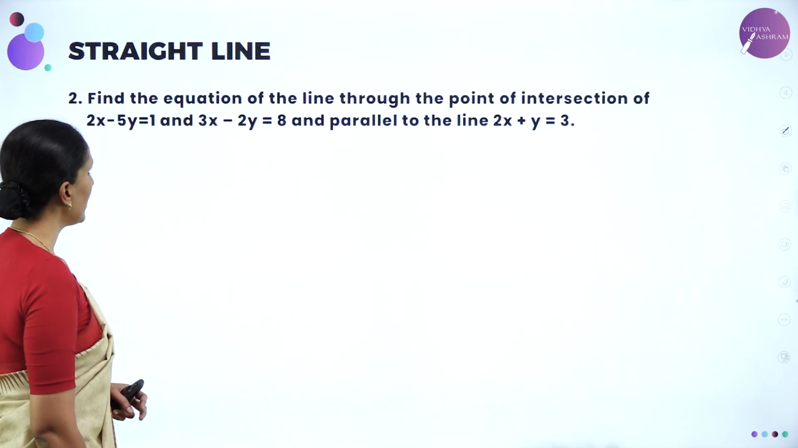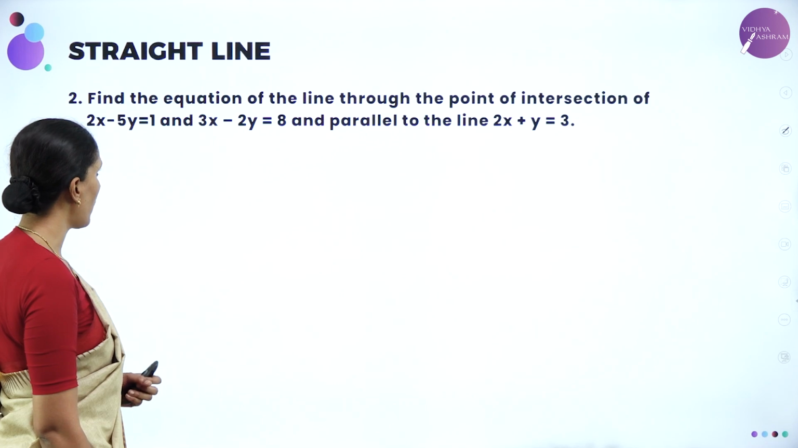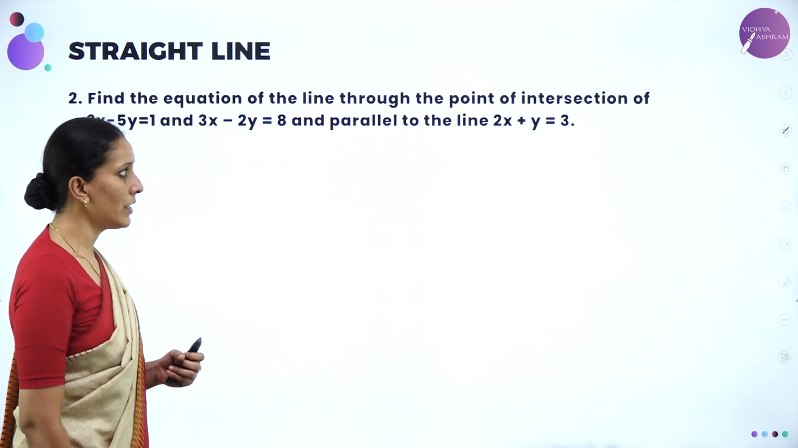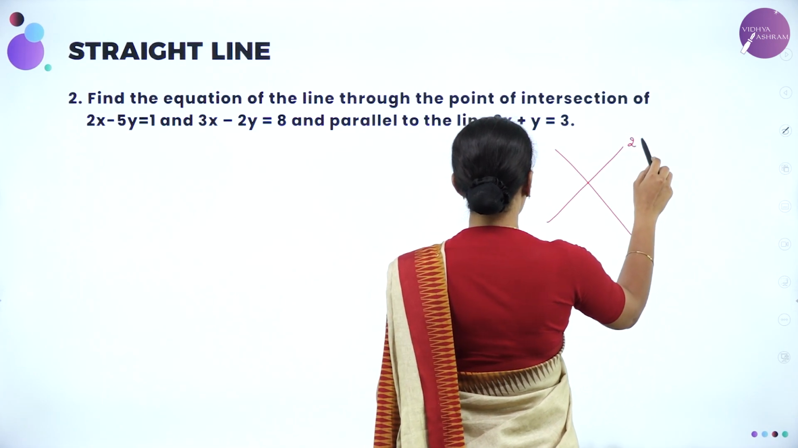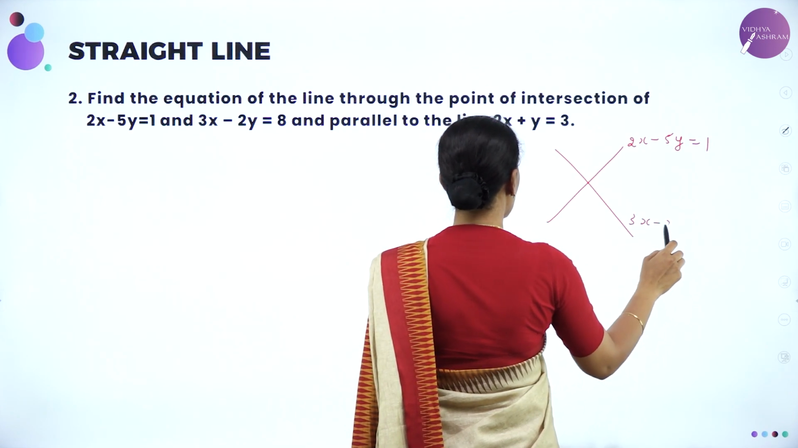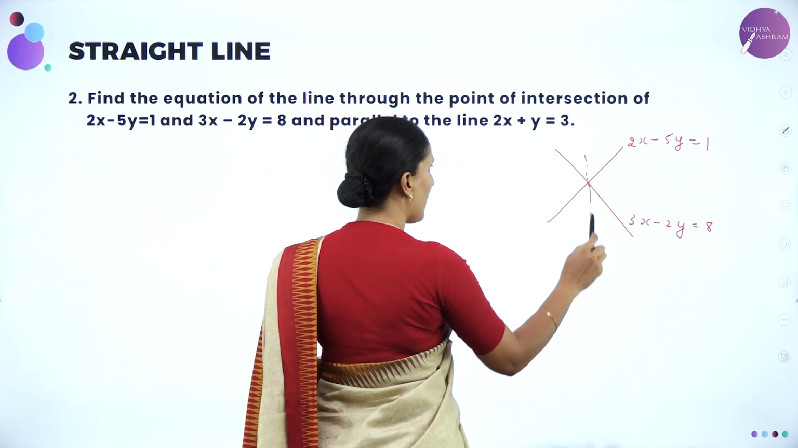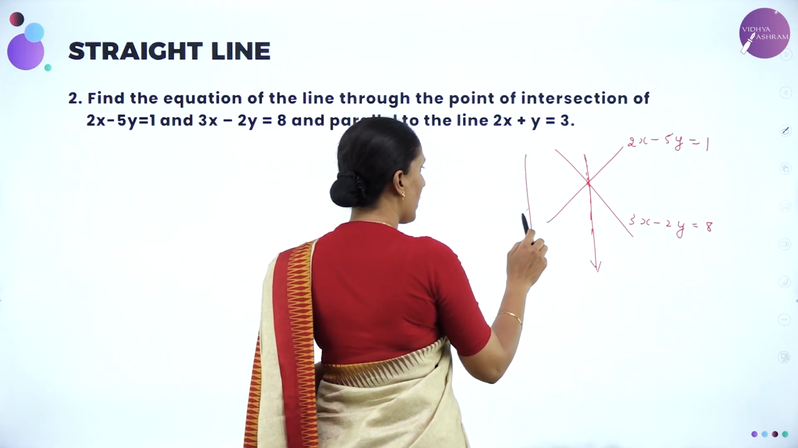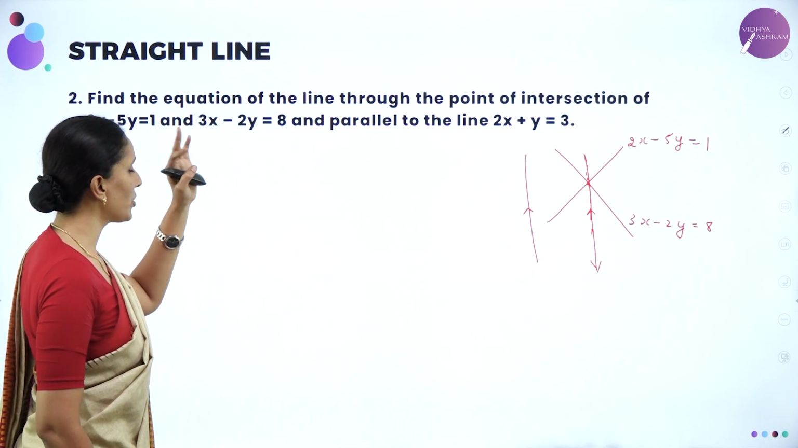Next one: find the equation of the line through the point of intersection of 2x minus 5y equals 1 and 3x minus 2y is equal to 8, and parallel to the line 2x plus y is equal to 3. So we have two lines here: 2x minus 5y is equal to 1 and 3x minus 2y is equal to 8. We have a straight line passing through this point of intersection, and it is parallel to one more line. So using these conditions, we are supposed to find the equation of the line.